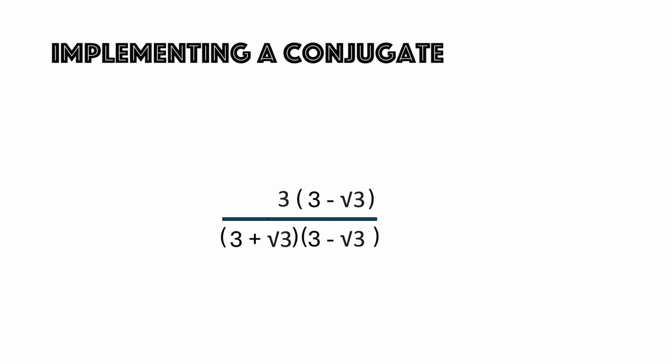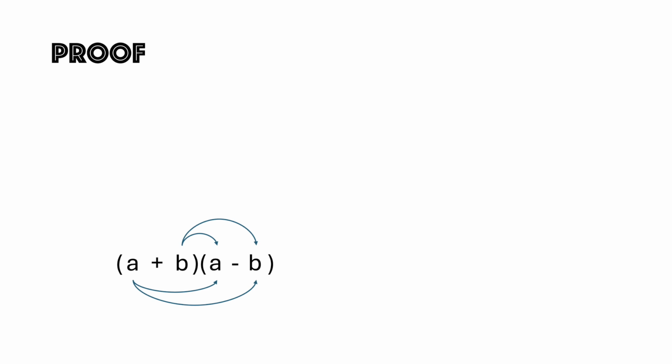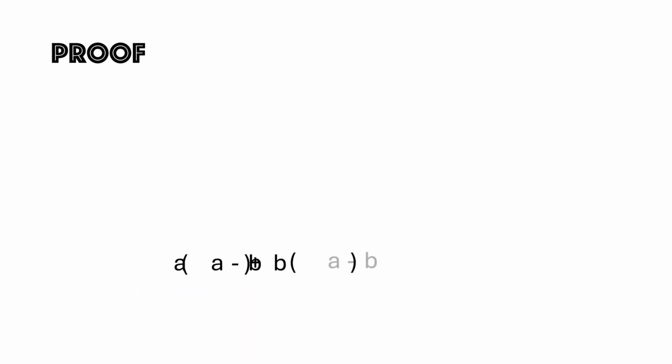Take a look at the denominator of the fraction we got. This directly ties into a formula, a plus b times a minus b, which equals a squared minus b squared. If you don't believe me, here's the proof. So first, you use the distributive property, and you will get something like this. Simplify, and you'll get a squared minus ab plus ba minus b squared. After that, you will simplify, and you will eventually get a squared minus b squared.